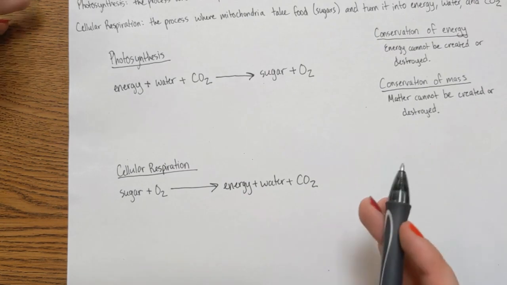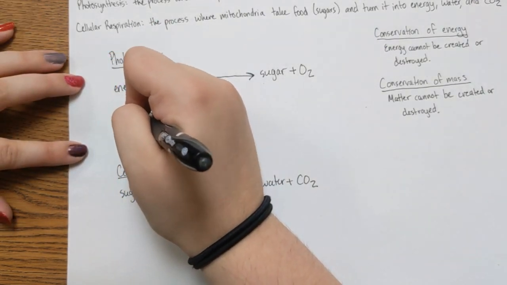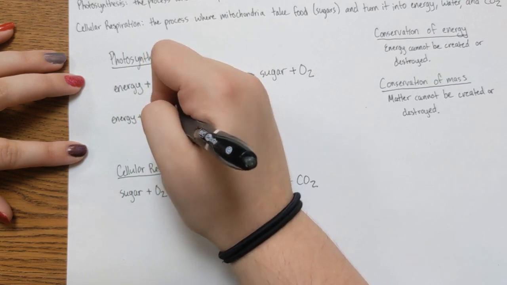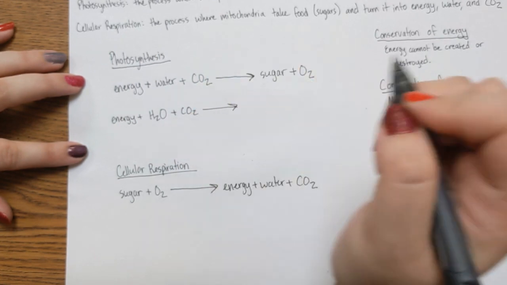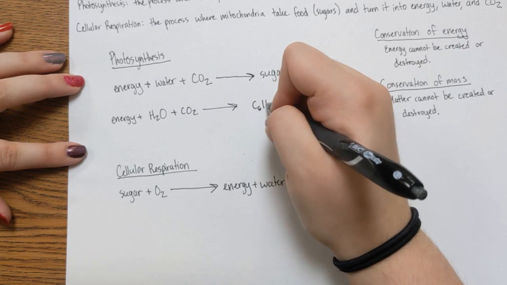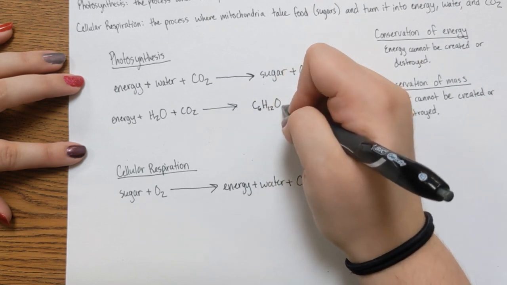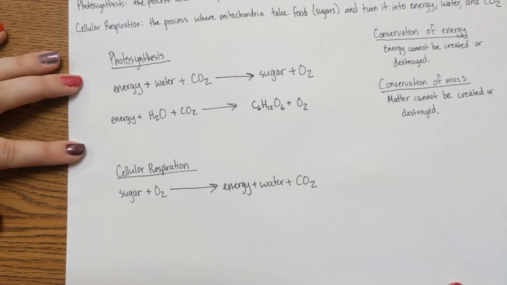So how we would write this properly is energy plus H2O plus CO2 reacts to form, I know this is a wild one, C6H12O6 plus O2. Now, what in the world does any of this mean?